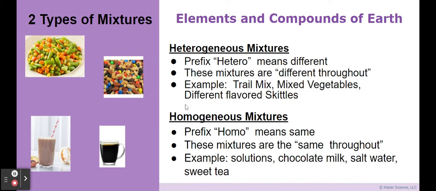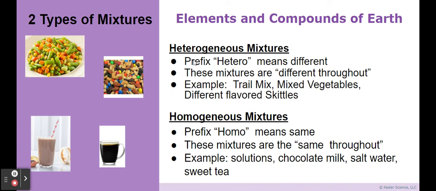Salt water is a homogeneous mixture. You could take salt water and boil the water, and the salt will be left behind. It hasn't become a new substance. Boiling is not a chemical change. We talked about phase changes or physical changes, and so no chemical reaction has taken place. You could just boil the water, the water would leave, the salt would be left behind. Sweet tea is another example of a well-mixed homogeneous mixture. And so we're going to talk more about mixtures and solutions and how to separate mixtures in an upcoming lesson.